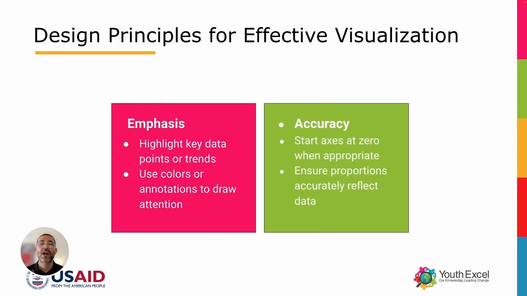Here we have our last two design principles: emphasis and accuracy. When emphasizing, you have to highlight key data or trends. Use colors or annotations to draw attention to important information, keeping that in mind. And finally, accuracy. Start axes at 0 when appropriate to avoid misrepresenting data. And finally, ensure proportions in the pie charts reflect actual data.